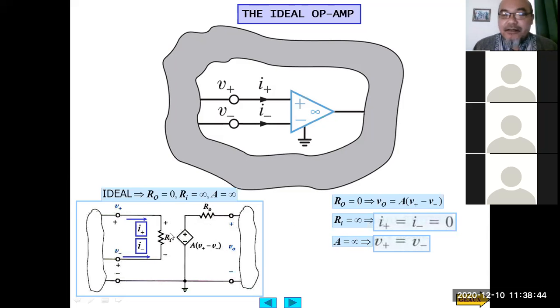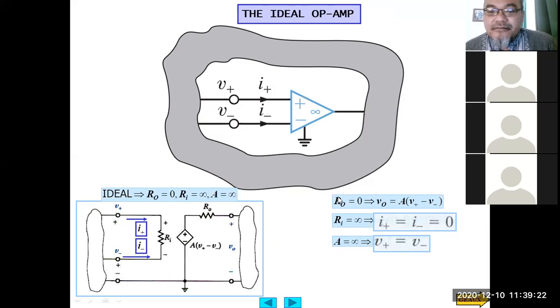Ri in an ideal op-amp is infinity. So basically this is an open circuit, no wire there, because Ri is infinity. What does it mean? The I plus equals the I minus equals 0. No current flows through here, because this is cut, no wire, because Ri is infinite. This is again the ideal op-amp. Then the last assumption in ideal op-amp is coming.